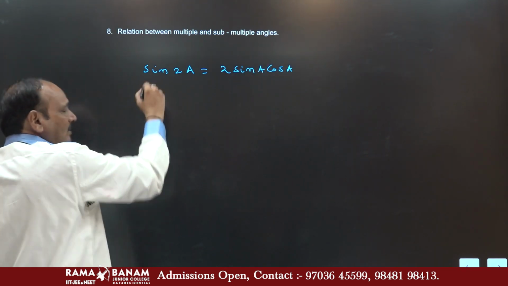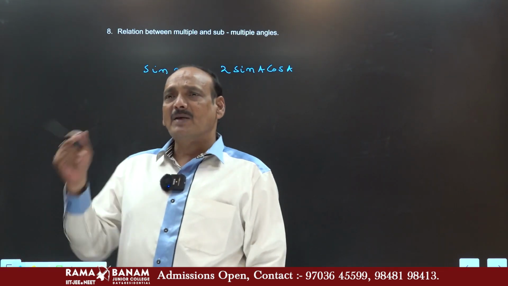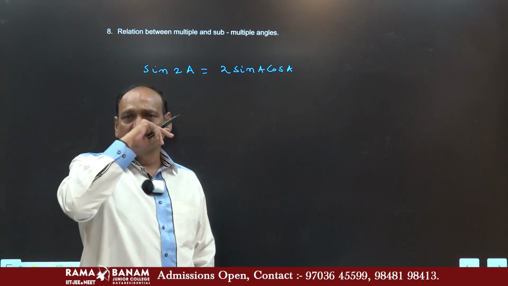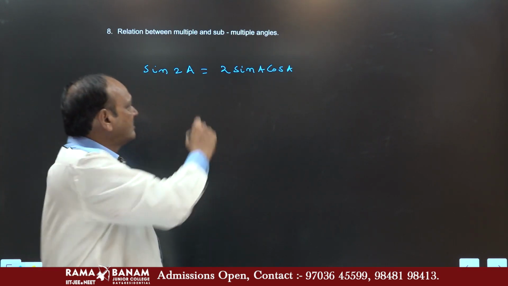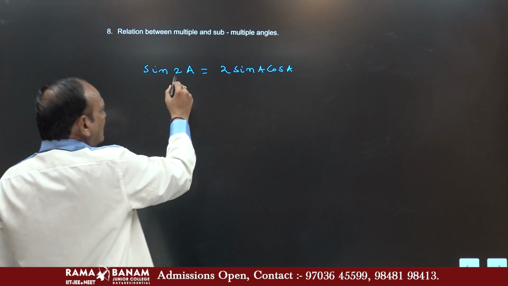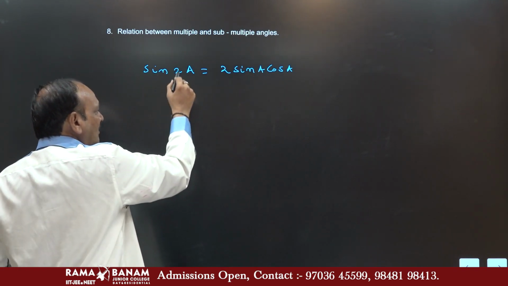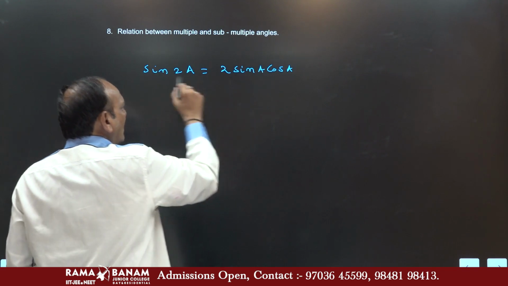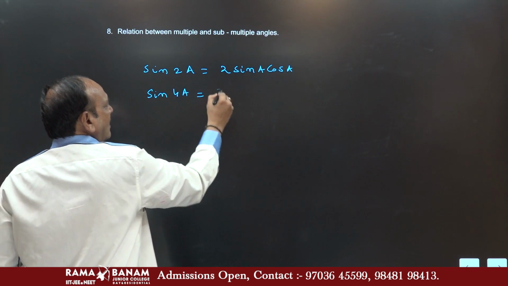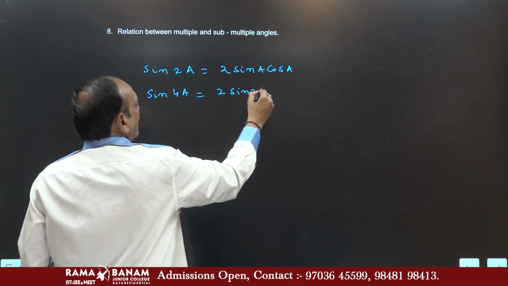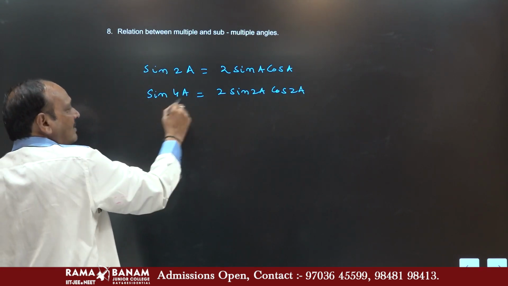That is because sin A plus B formula is sin A cos B plus cos A sin B. Replacing B with A, so sin of A plus A is sin A cos A plus cos A sin A, which is 2 sin A cos A. Now this is the relation between the multiple and submultiple angle. So your multiple is 2, you are getting half. If it is sin 4A, what will we write? You can write 2 sin 2A cos 2A. So this is called the relation between multiple and submultiple.